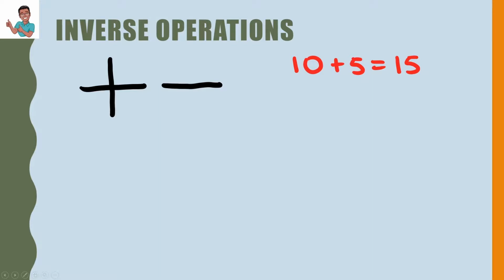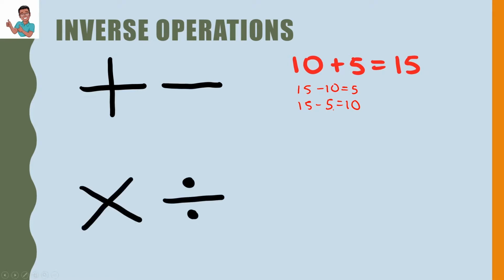Now using inverse operations, we could answer these two questions. 15 minus 10 gives 5. We are reusing the numbers already given to us, but writing it in a different way. 15 minus 5 gives 10. We are using the inverse operation to work out these questions.